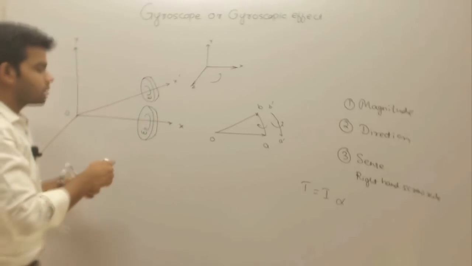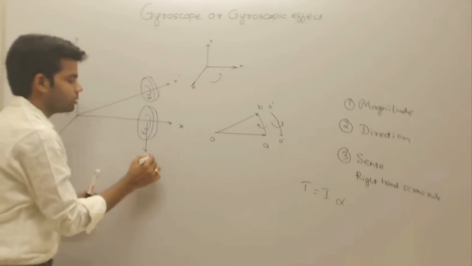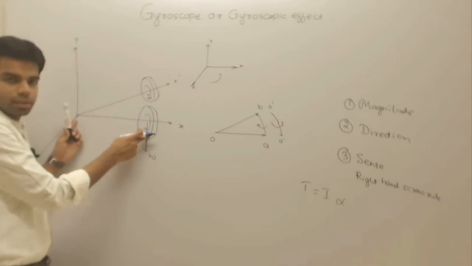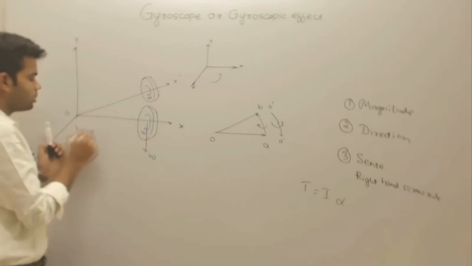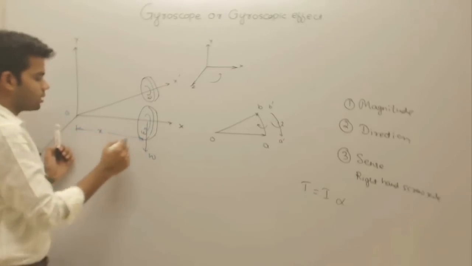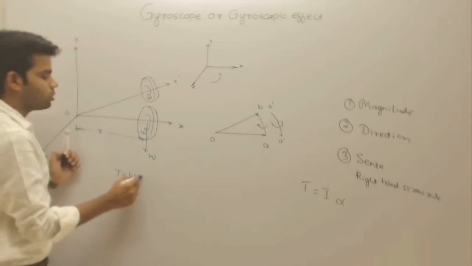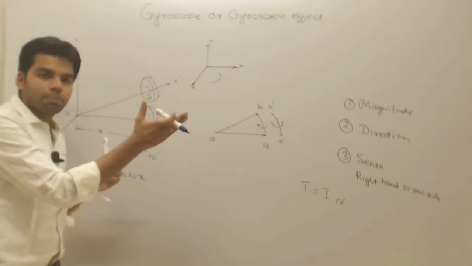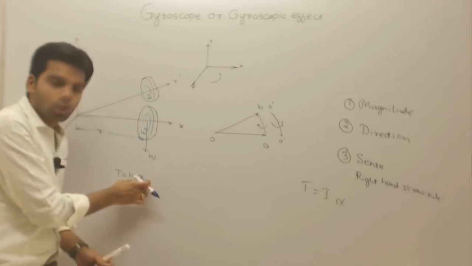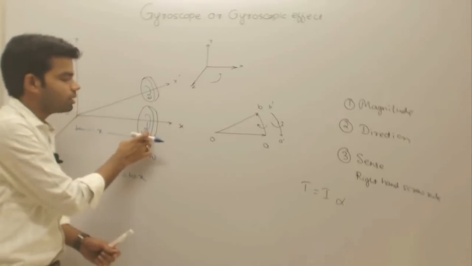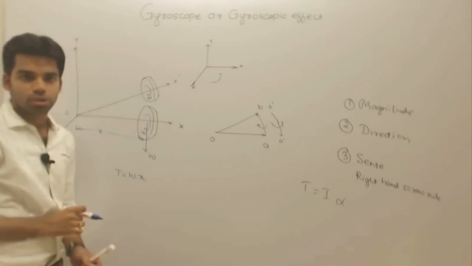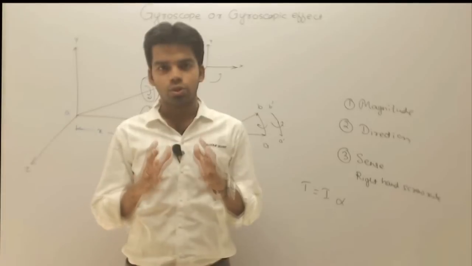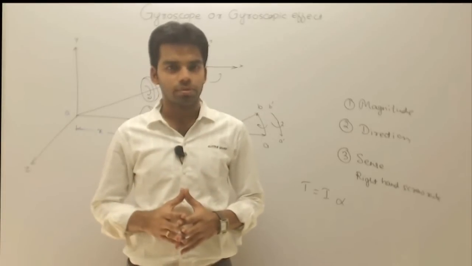If the weight is acting downward here at a certain length, that means a torque is developed. Suppose that length is small x, then the total torque developed is nothing but W into small x. So when the reactive gyroscopic couple becomes equal to this torque, then this weight will be balanced in a horizontal position. I will show you now with the help of a 3D animation.